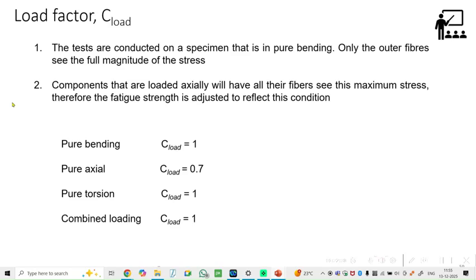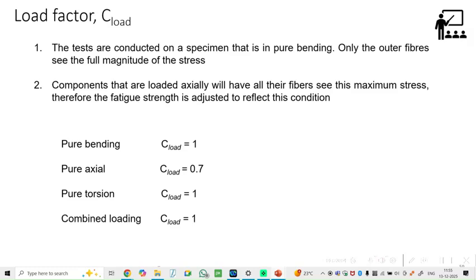So if it's pure bending, of course it is 1 to 1, there is no load correction, the factor is 1. Pure axial is 0.7, pure torsion is 0.1. For combined loading, these factors are applied if you do testing in individual conditions. Sometimes you will have a combination of torsion, bending or axial, all things. In that case, you take that into consideration, but one has to go very deep into that.